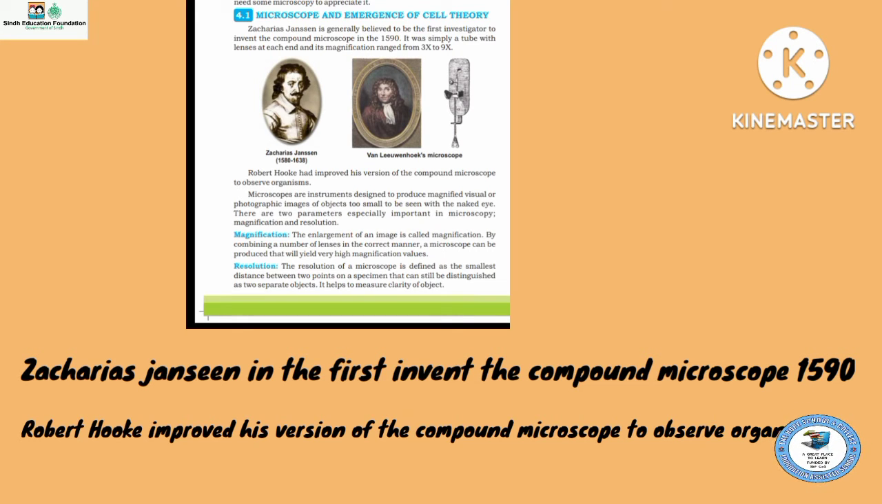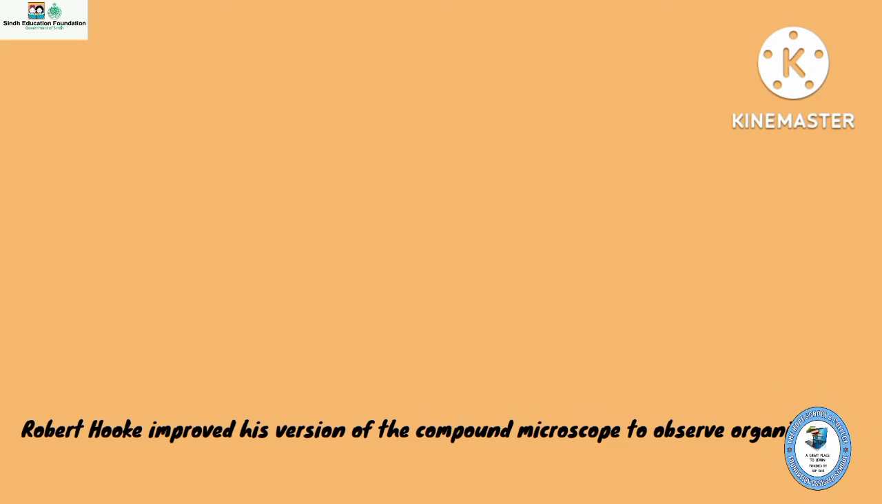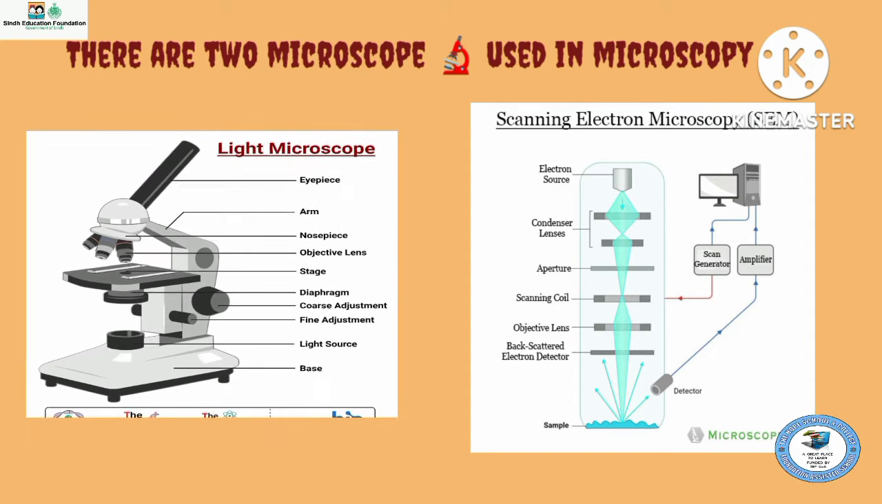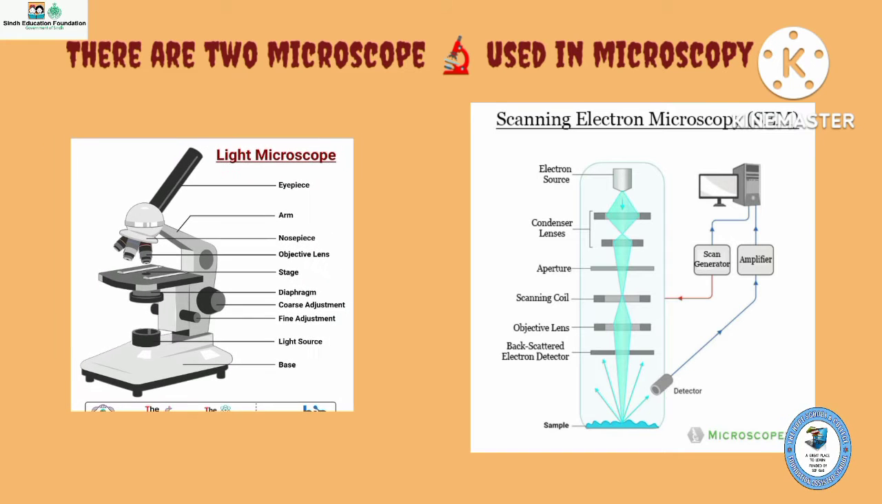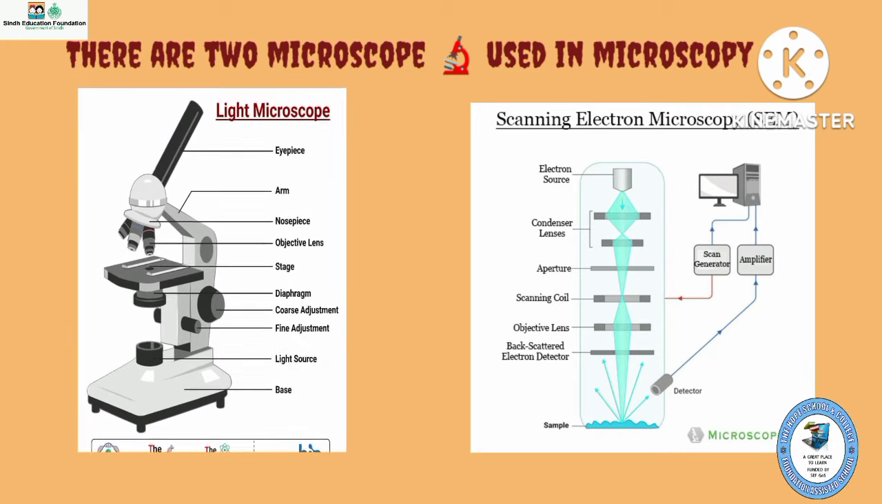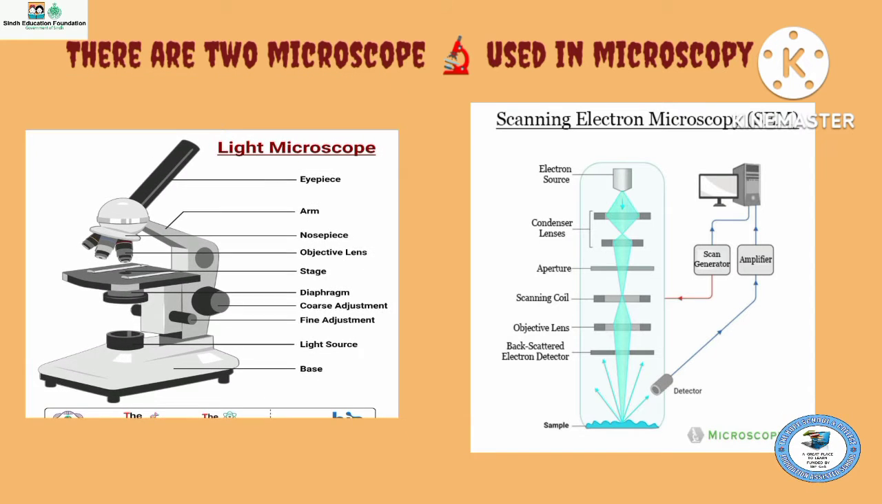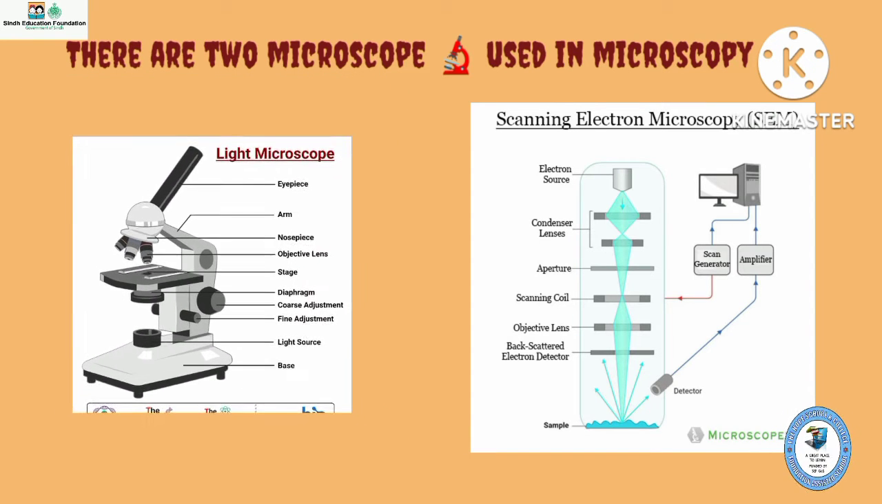Zacharias Janssen was the first to invent the compound microscope in 1590, but Robert Hooke improved his version of the compound microscope to observe organisms. Now, another topic: there are two microscopes used in microscopy. One is the light microscope and the other is the electron microscope.